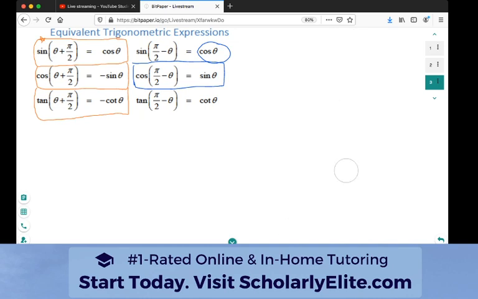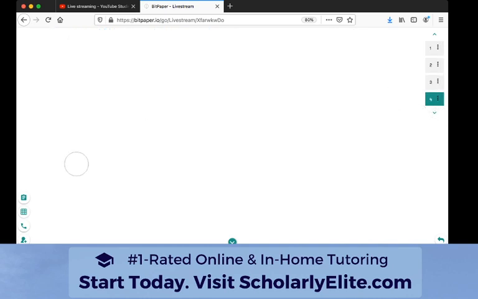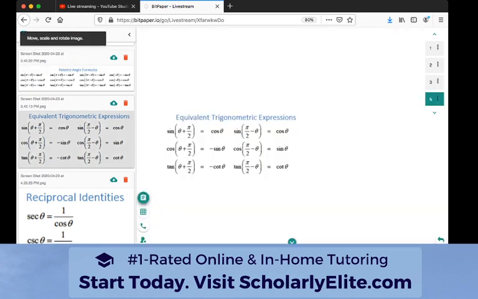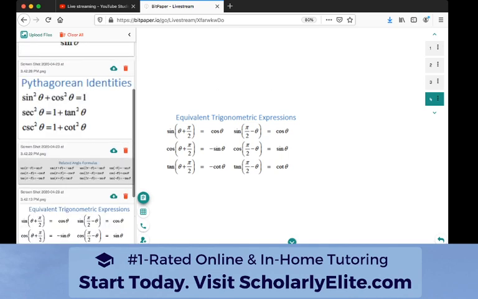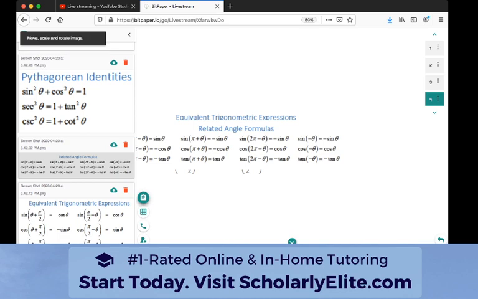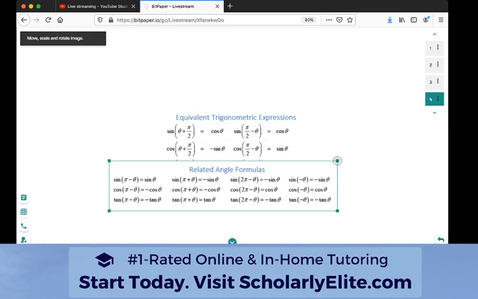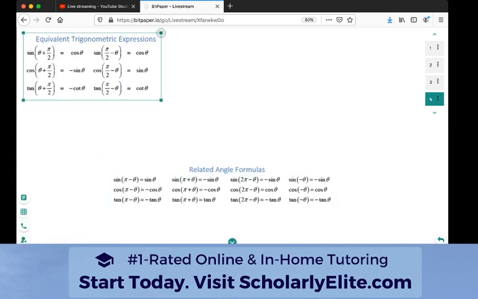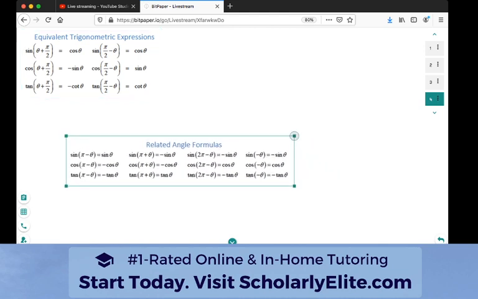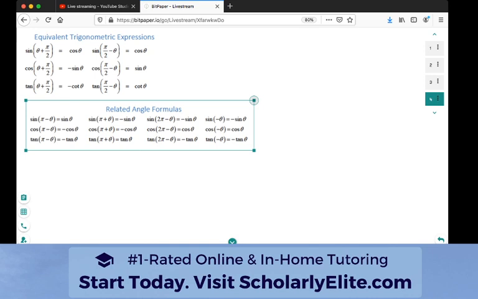But actually, I'm just going to start a new page here and bring this in. Where did my related angles go? Oh, there they are. Okay. So equivalent obviously means that the answer is literally the same. Related is a little bit different. We're also going to talk about correlated.